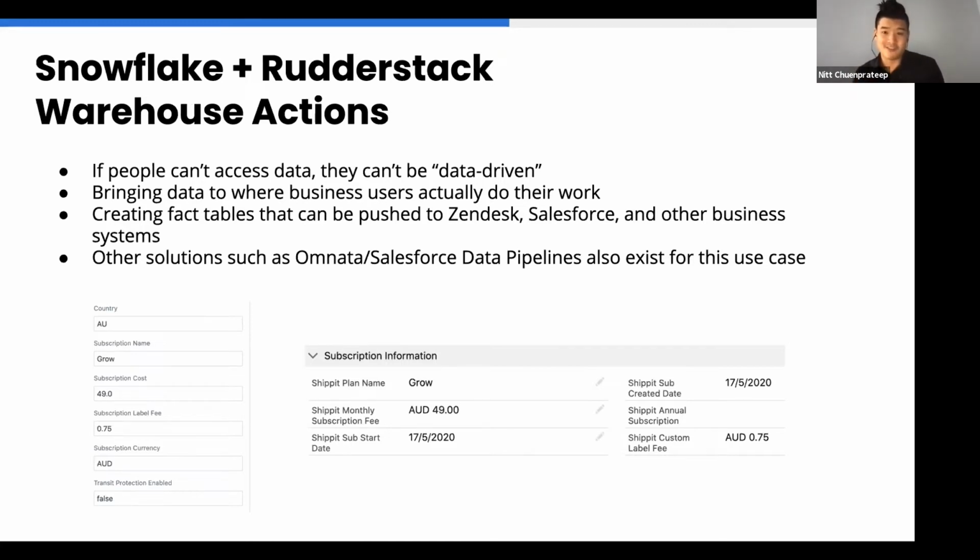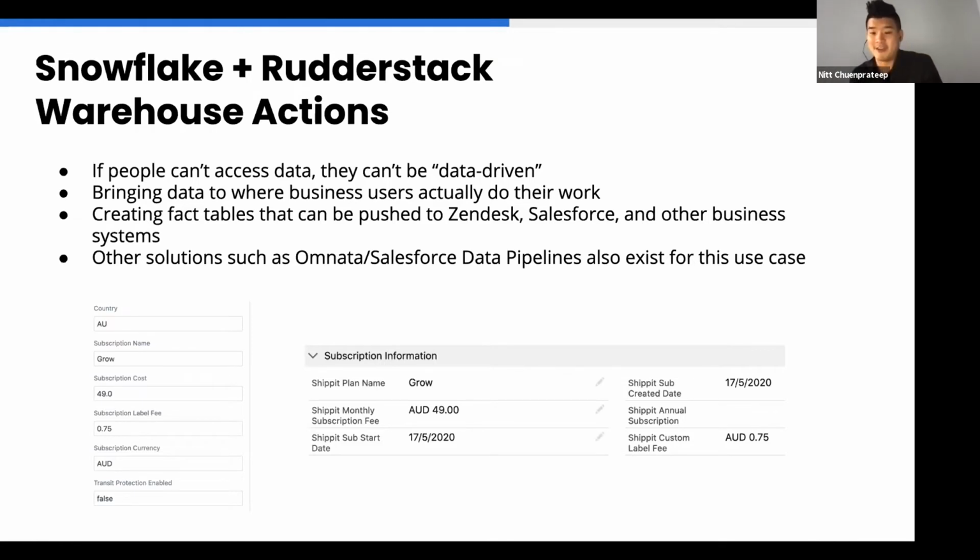But something that I started to notice working at Shippit is that people want to stay within the tools that they utilize, right? You've got salespeople who need to stay within Salesforce. You've got support users that want to stay within Zendesk. It's all about, to me, bringing data to where business users actually do their work. Because if people can't access the data, how are they supposed to make decisions based off of it, right? And having people switch windows, go to different places and do various different lookups, right? If you don't have someone who's patient enough to do that, they're not going to be data driven, you know.